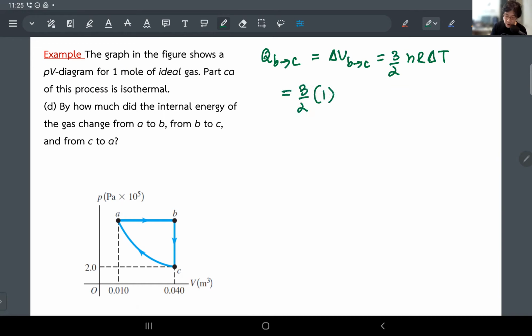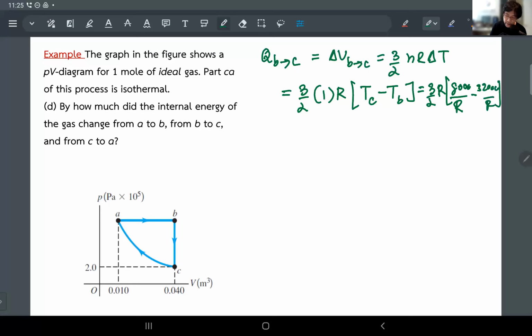N is 1, R is R. Delta T is going to be T final minus T initial. So it's going to be T at C minus T at B. And that is going to be 3/2 R times temperature at C, which is 8,000 over R, minus temperature at B, which is 32,000 over R.